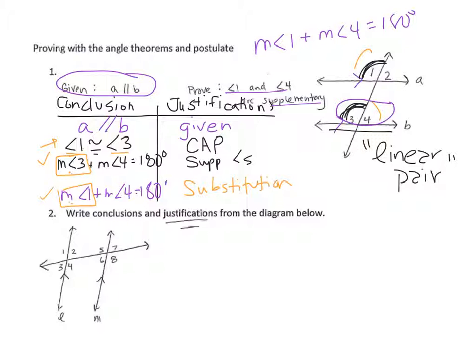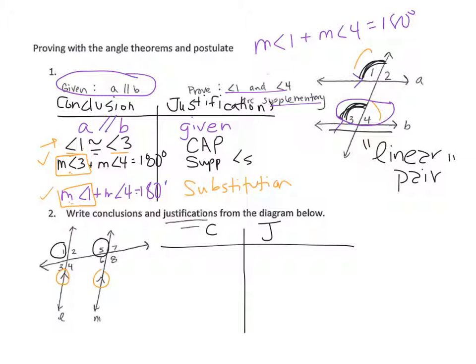Number 2 is kind of open-ended. Write conclusions and justifications from the diagram below. I see right here that these two lines are parallel, so we can make a ton of conclusions here. First, what's up with 1 and 5? What kind of angles are they?